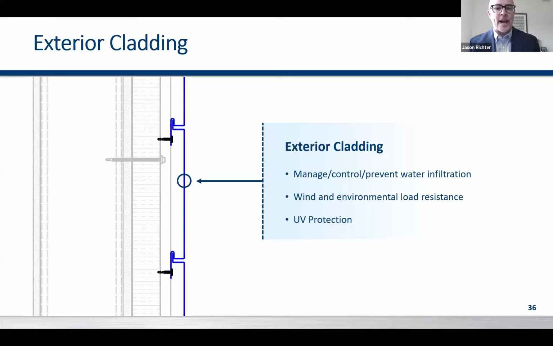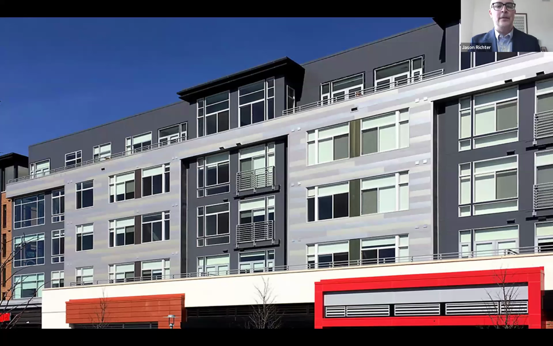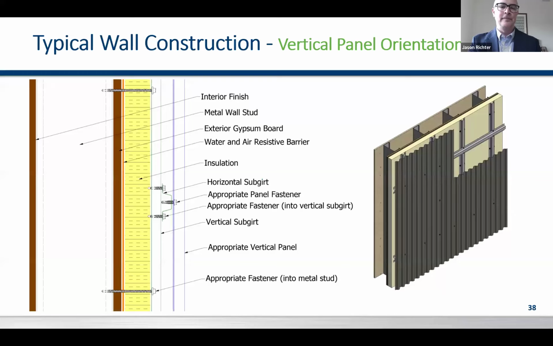So the exterior cladding, again, being oriented horizontally, is there to manage and control the prevention of water infiltration, wind and other environmental loads, and UV protection so that your continuous insulation doesn't deteriorate over time. Here you can see another application image using horizontal panels. This one is a fun one, same profile, just mixing and matching and playing color blocking with this one to create some interest in the facade.